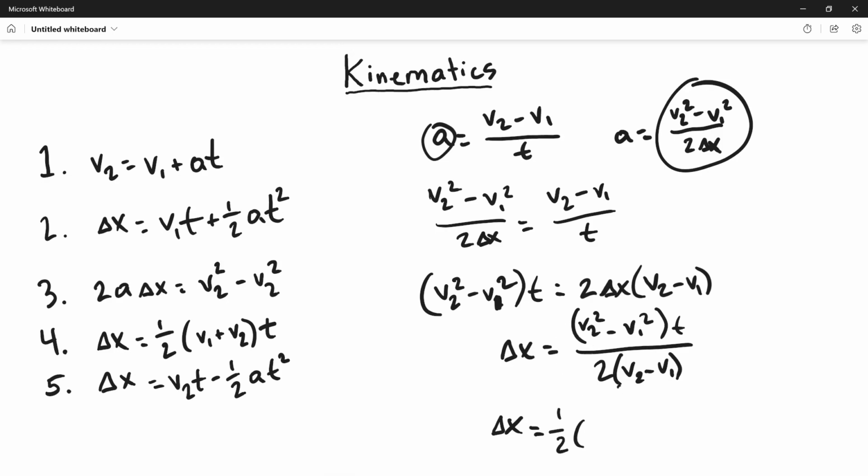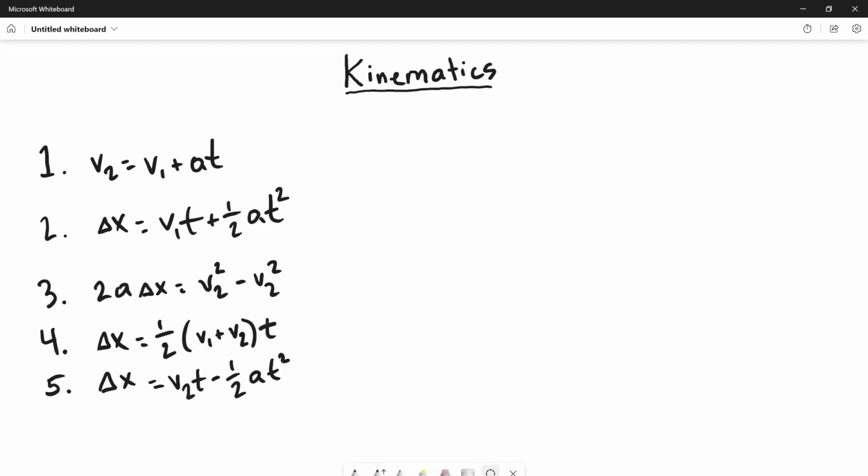Then we canceled this out with another one in the numerator, and we were left with a v2 plus v1, and we still have the t there. And that's how we got our fourth equation. What about our fifth equation? This one's a bit simpler.